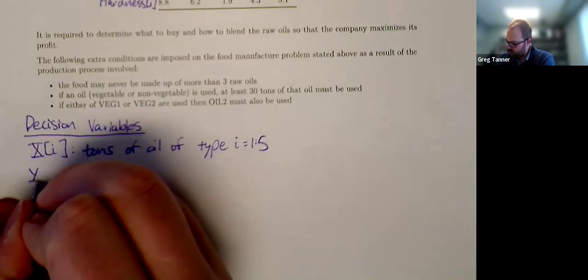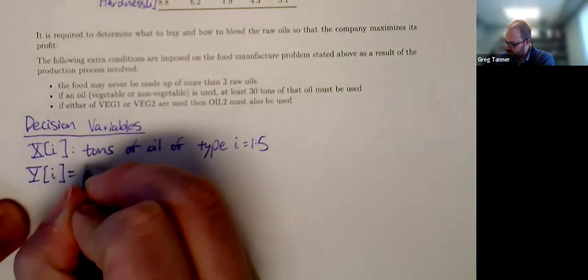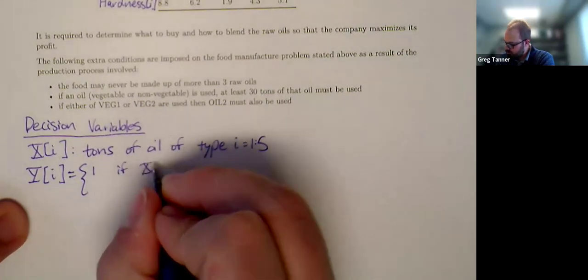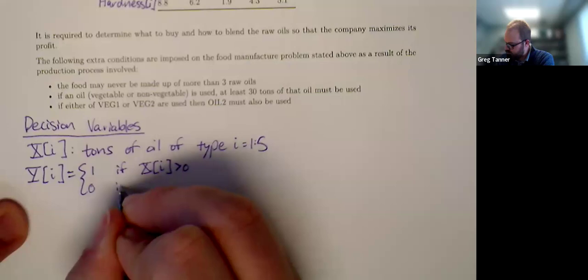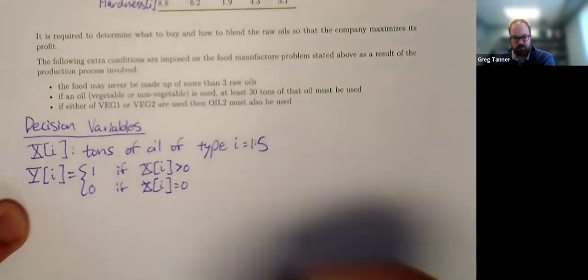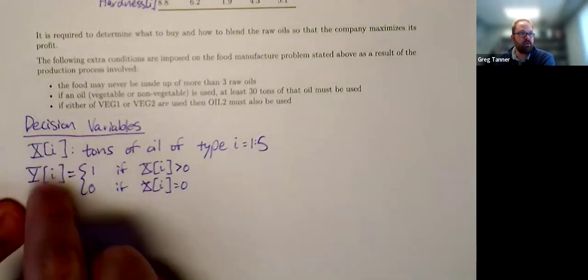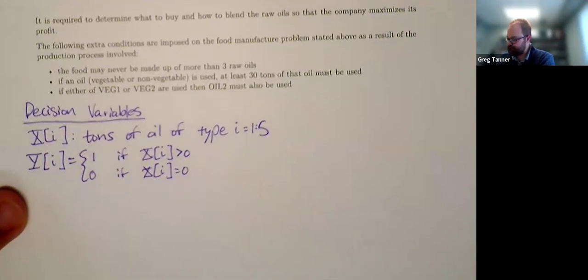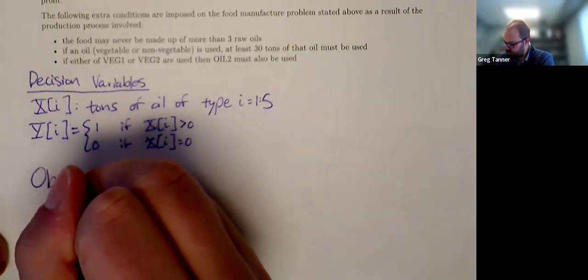And then y_i is the corresponding binary variable that equals 1 if x_i is positive and 0 if x_i equals 0. So this is the corresponding binary variable for that continuous variable. Okay, so those are the decision variables. Let's go ahead and talk about the objective.